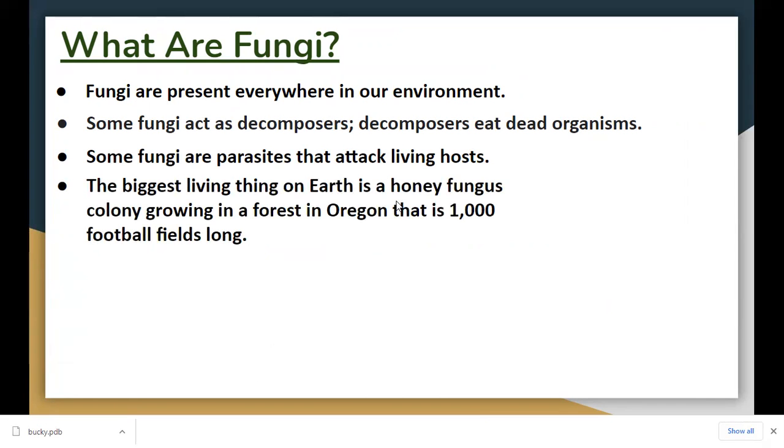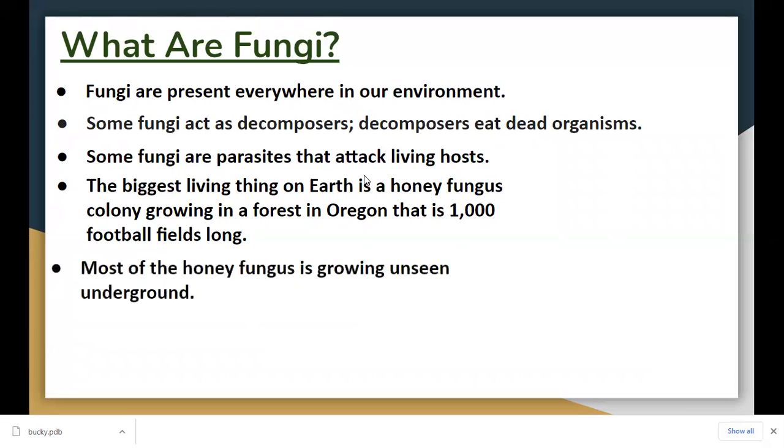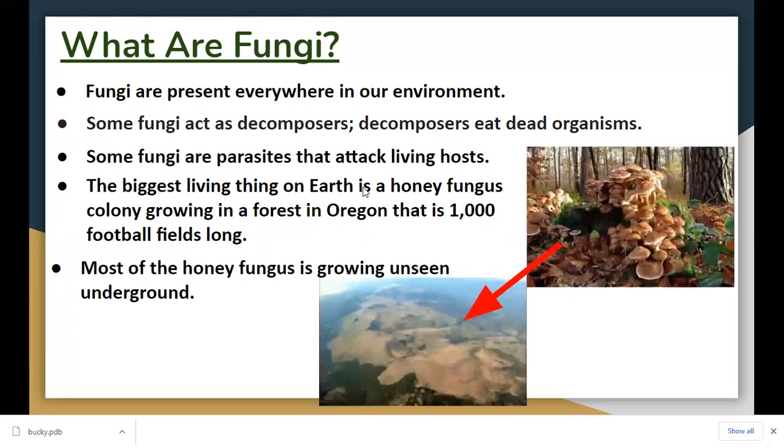The biggest living thing on Earth is actually a fungus. It's called the honey fungus colony. It grows in a forest in Oregon. It is 1,000 football fields long. Most of the honey fungus is growing unseen under the ground, however. Here's an example of the honey fungus. You can see the aerial picture there, how large of an area it covers. And then there's the up-close picture over here.